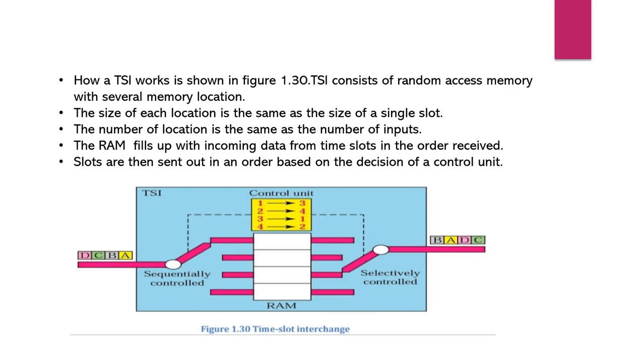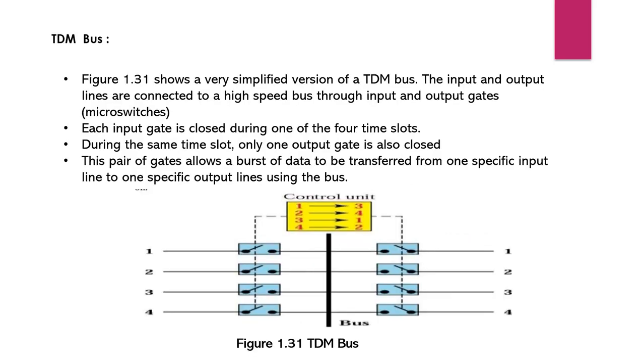How does the TSI work, in figure 1.20? The TSI consists of random access memory with several memory locations. The size of each location is the same as the size of a single slot. The number of locations is the same as the number of inputs. The RAM fills up with incoming data from time slots in the order received. The slots are then sent out in an order based on the decision of a control unit. So that is a diagram for the time slot interchange.